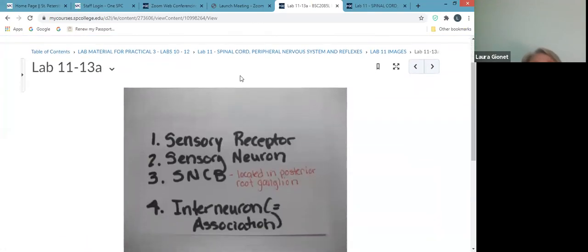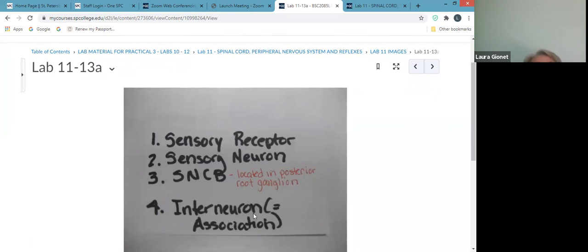Okay, so we have the sensory receptor. We're looking at components of a reflex arc. Sensory receptor, the sensory neuron. 3 is pointing to the cell body, the sensory neuron cell body. That's what SNCB is for. And they're located in the posterior root ganglion.